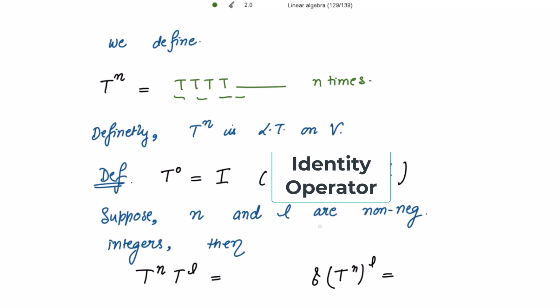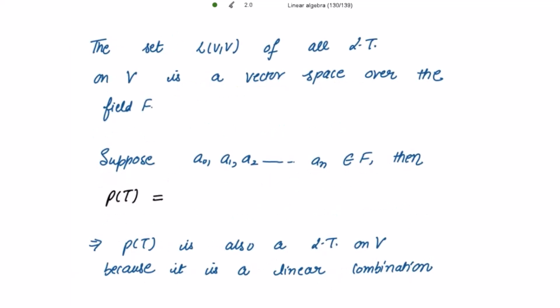Suppose n and l are non-negative integers, then T to the power n times T to the power l becomes T to the power n plus l, the sum. And T to the power n, all to the power l, will be T to the power nl, the product. Right? So the set L(V,V) of all linear transformations on V is a vector space over the field F.